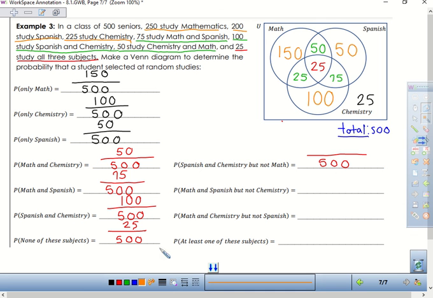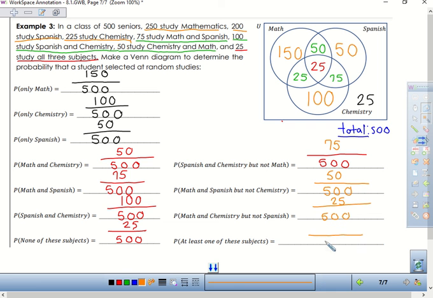Now, here's the scenario that you were doing earlier by accident. How many students study Spanish and chemistry, but not math? It's just 75. Students who study Spanish and chemistry, but not math, are the students who fall right here. And then students who study math and Spanish, but not chemistry: 50. Students who study math and chemistry, but not Spanish: 25.